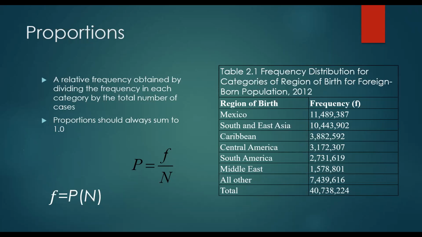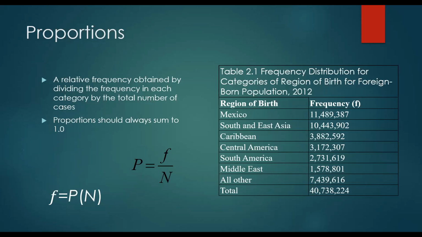A proportion is the relative frequency obtained by dividing the actual frequency, the number of times it occurred, by the total number of cases. So proportion is denoted by P, and it is the quotient of the frequency divided by the sample size. So again, when we're looking at a particular proportion, you're wanting to know how significant a group is that section, right? How much of it is that?